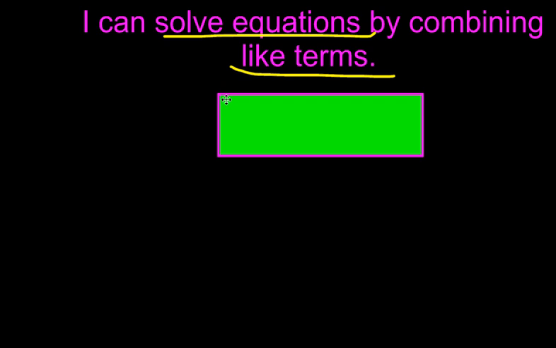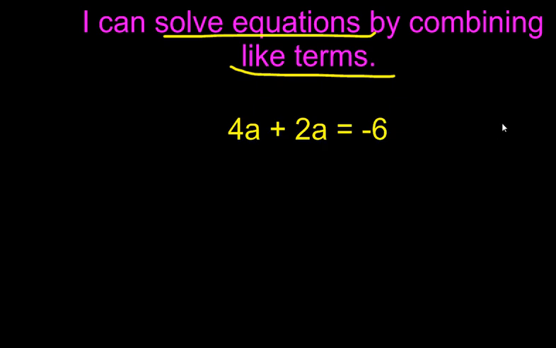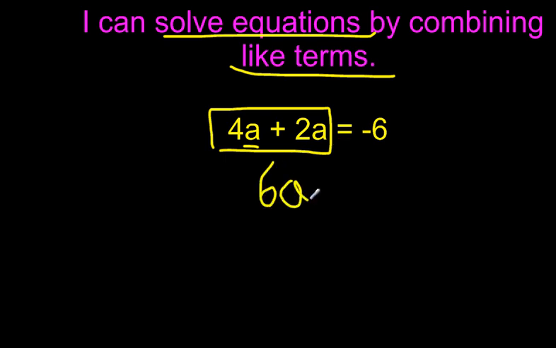Let's take a look at the first one. The first one is 4a plus 2a equals -6. I'm just trying to figure out what in the world a is. Here we go. So the first thing I do is I combine my like terms. If I have 4a plus 2a, that's going to give me 6a equals -6.